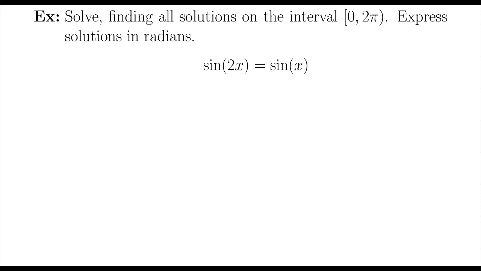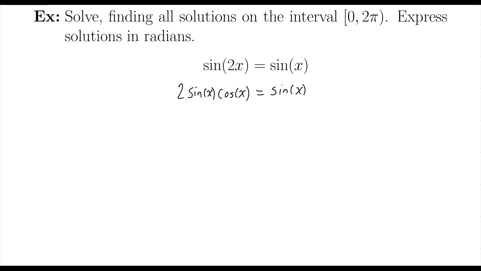Okay, so sine of 2x equals sine of x. First thing I'm always going to try to do is rewrite the trig functions to where there's just an x inside, nothing like a 2x or anything complicated like that, just x. So I have a double angle identity that can help me rewrite sine of 2x. That's 2 sine of x times cosine of x, and this equals sine of x.